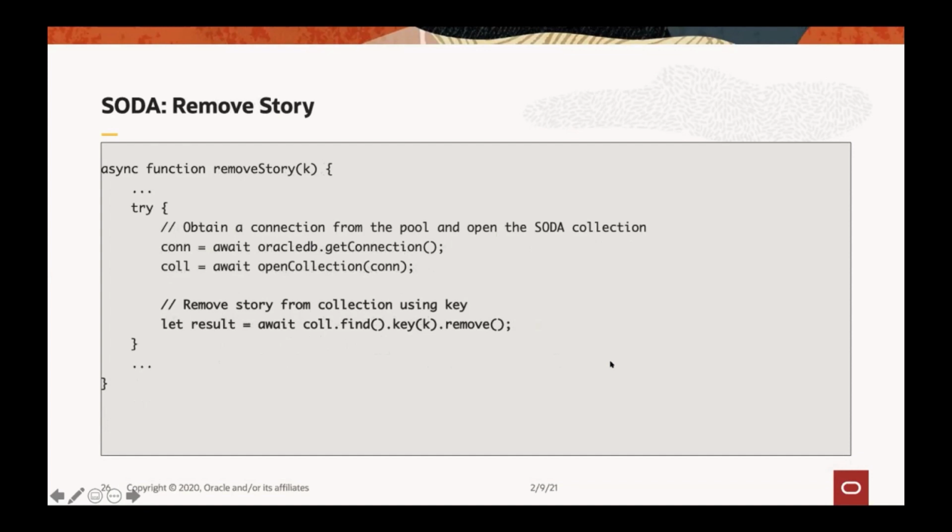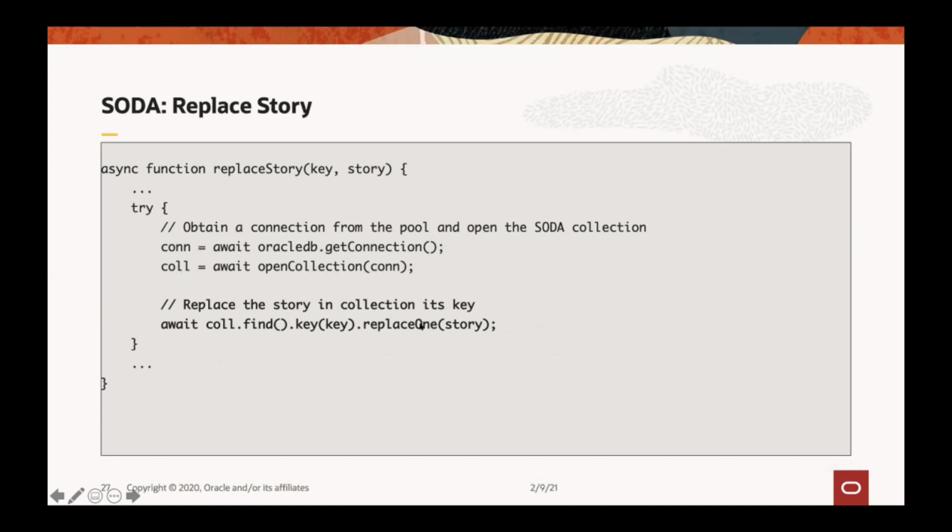Similarly, for remove, you say collection.find.key.remove. And for replacing, you use the function replaceOne. So you set the key and you say replace the story that has this particular key with this new document.